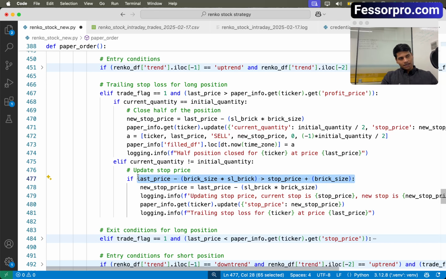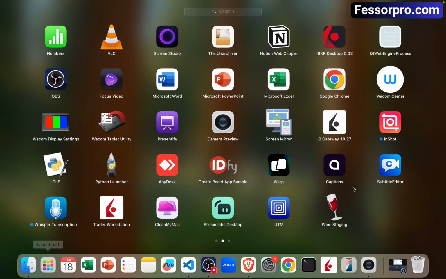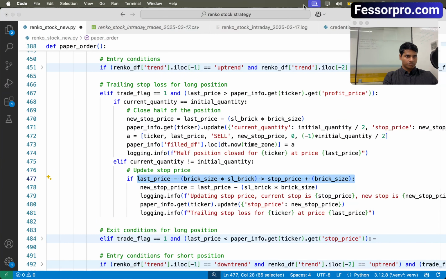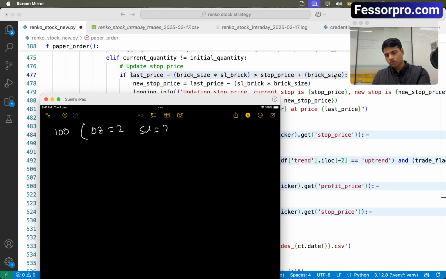Now, this is something a little tricky to understand. Okay, so let me just try to explain this with an example. So see, we have different variables here: last price, brick size, SL brick, and stop price. Let me write all the variables down. Let's say that when I have taken the position, the price was 100. When the price was 100, these were all the parameters: brick size was 2, and SL brick is also 2.